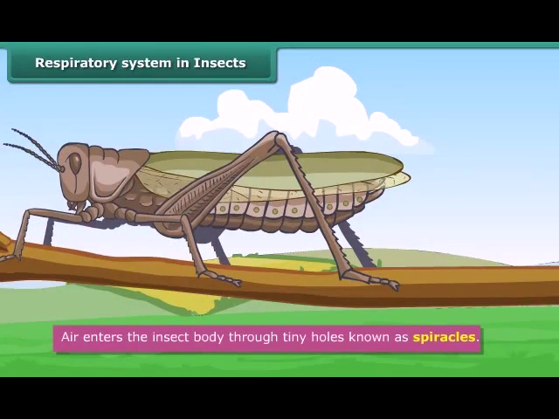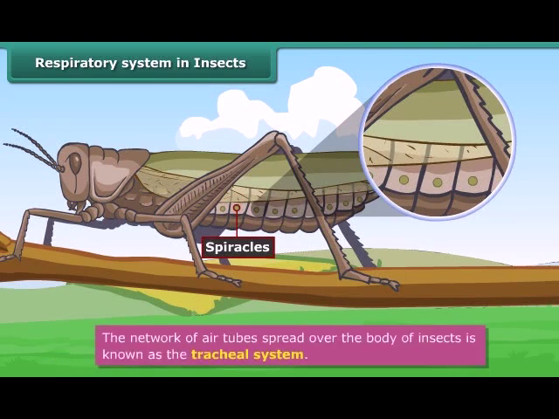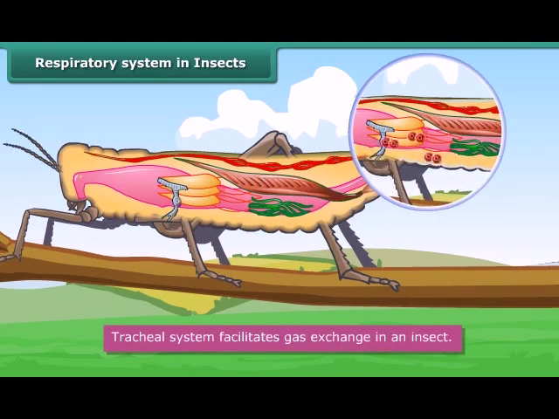Air enters the insect body through tiny holes present on the sides of the body. These holes are known as spiracles. The spiracles open into a network of thin air tubes spread over the body of an insect. These tubes are known as the trachea and they facilitate gas exchange. Oxygen reaches the cells through the tracheal system, and the carbon dioxide is received from the cells by the tracheal system and expelled from the insect body through spiracles.